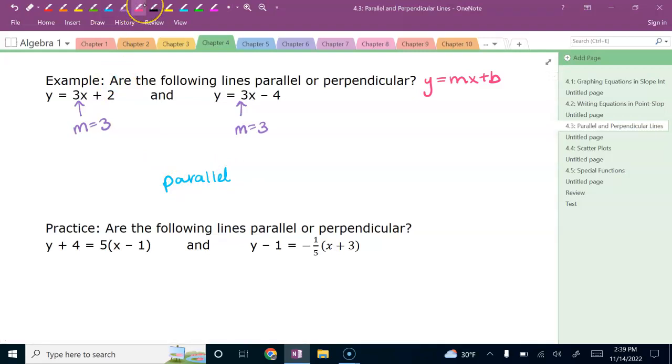Now, the second equation down here, those aren't in slope-intercept anymore. They're in point-slope form, which is this equation. So I want you guys to do the same thing. I want you to identify the slope and then decide what type of lines you have.